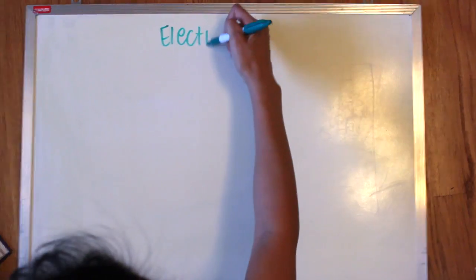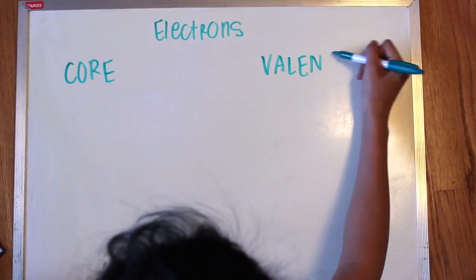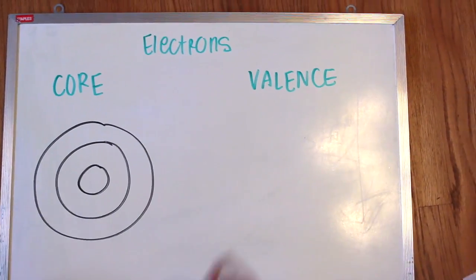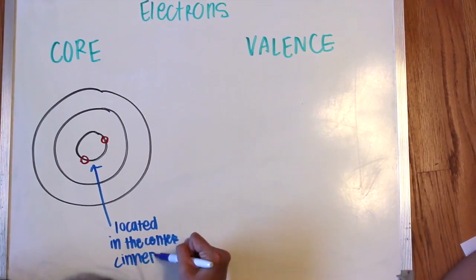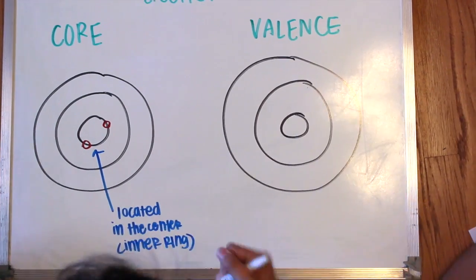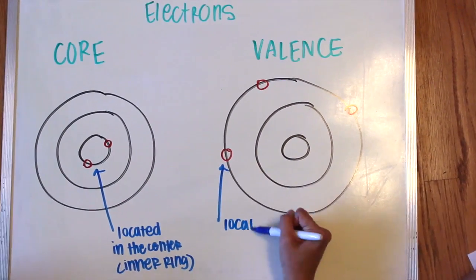All elements of the periodic table are made of electrons. There are mainly two types of electrons: core electrons and valence electrons. Core electrons are those found in the inner orbitals, and valence electrons are those found in the outer orbitals.